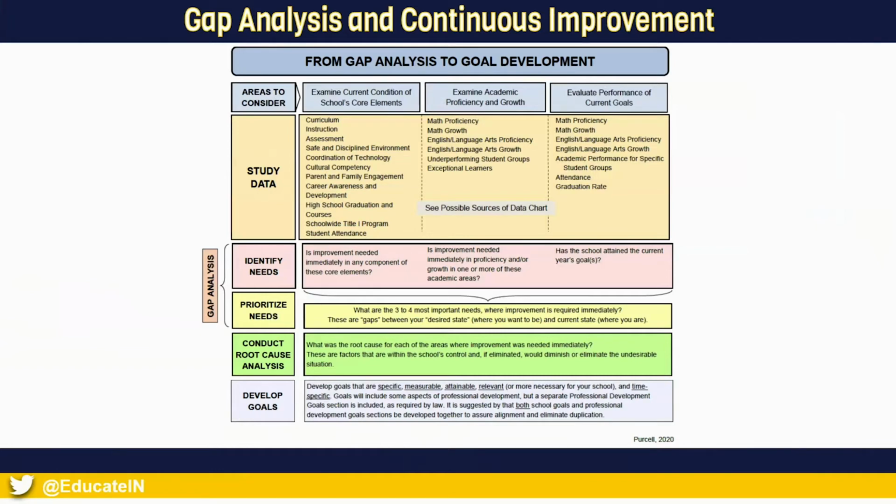So after we identify gaps, we prioritize them. And that's shown here in sort of the cream color boxes on the chart. These prioritized gaps will be the focus of our root cause analysis. So again, the gap analysis identifies and prioritizes our needs.